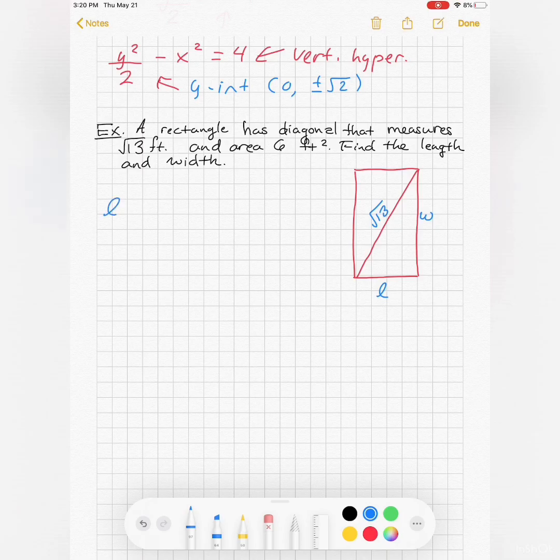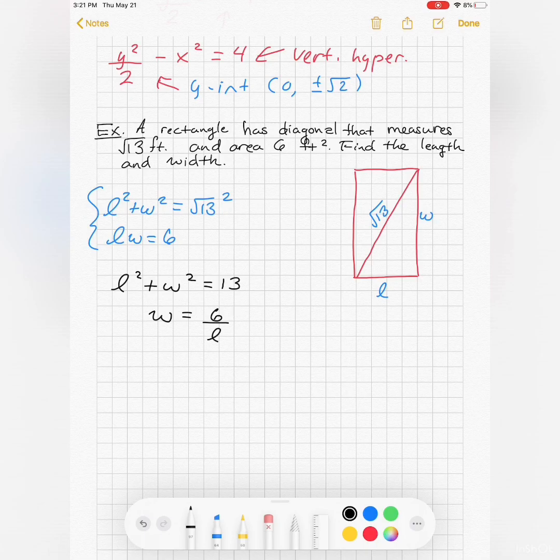Okay, so I know a couple things. I can use the Pythagorean theorem: length squared plus width squared equals hypotenuse squared. I know the area of a rectangle is the length times the width, and that would be 6. So here's my little system. I have L squared plus W squared is 13. I would solve the bottom equation for L or W and substitute.